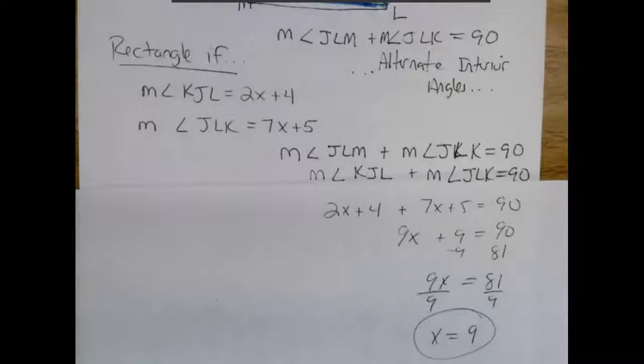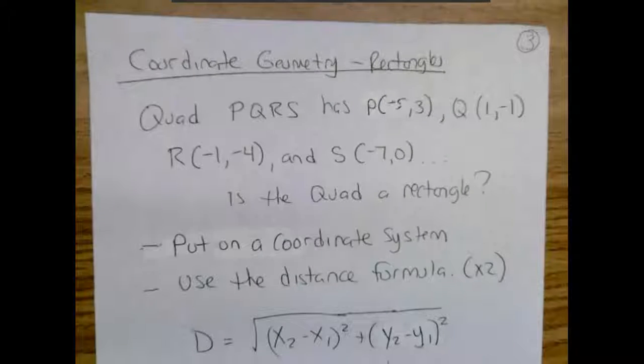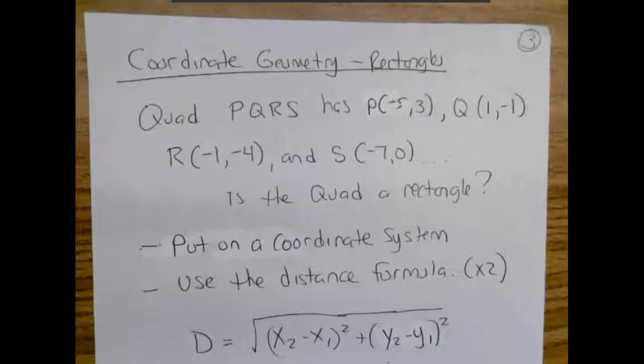So let me show you one more with coordinates. I'm going to pause it here and let me get everything ready, and then we'll be back on this video. So let's look at one more thing here, how to use coordinate geometry to solve rectangles. Here it gives us this quadrilateral, PQRS. It has the points P is (-5, 3), Q is (1, -1), R is (-1, -4), and S is (-7, 0). And it wants to know, is the quadrilateral a rectangle?